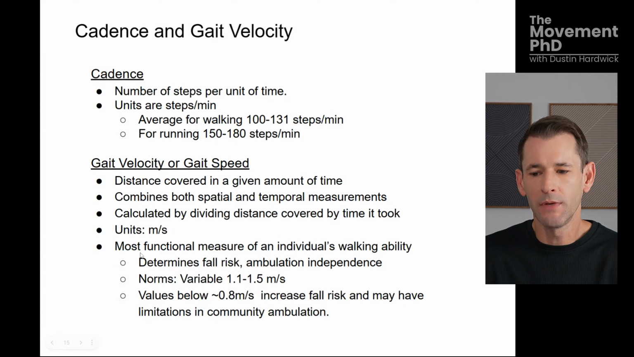Therefore, there exist many cutoff values for fall risks, for ambulation independence. We'll cover the abnormal gait and some fall risk variables later on, but right now just recognize that a normal gait velocity is 1.1 to 1.5 meters per second. And if you have a gait velocity or gait speed below about 0.8 meters per second, that means you're at an increased risk for fall. So again, these are normal values of a comfortable walking speed.